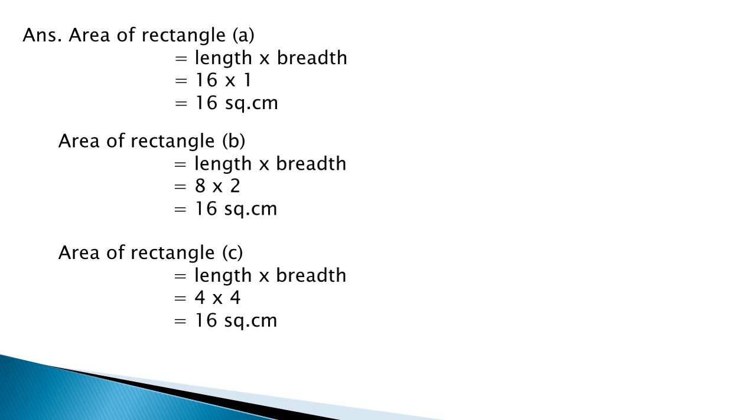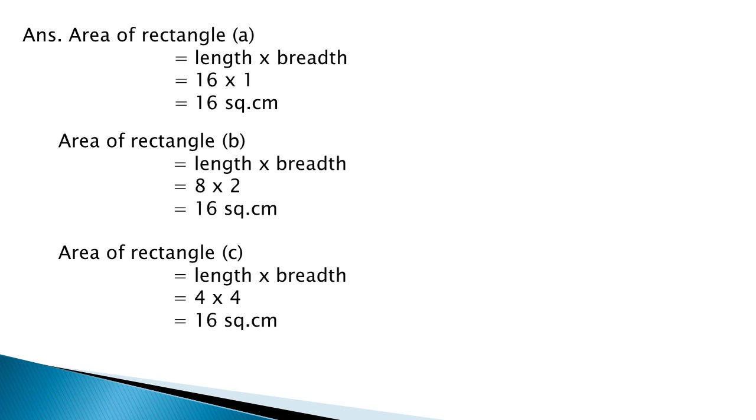Let us find the area of rectangle B. Again the same formula, length into breadth. Length is how much? 8. There are 2 rows. Each row consists of 8 squares. So length is 8 centimeter and breadth is 2. Why? Because there are 2 rows. So 8 multiplied by 2, 16 square centimeter.